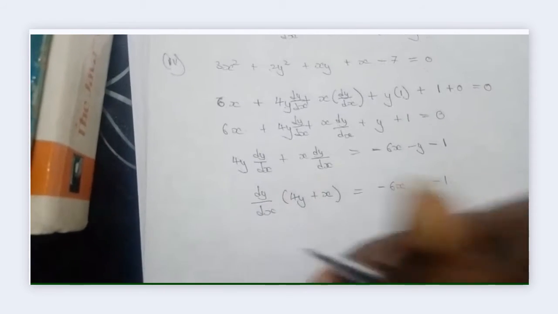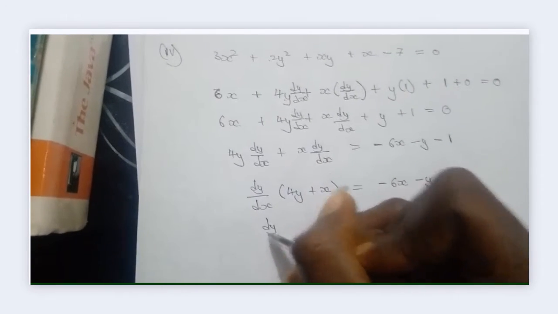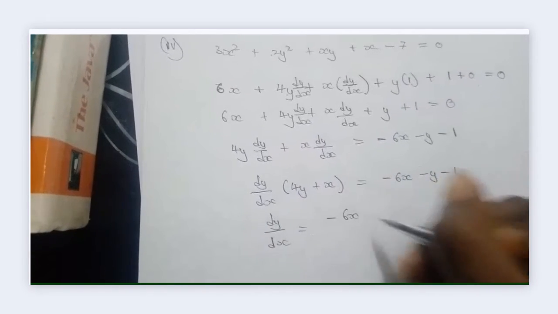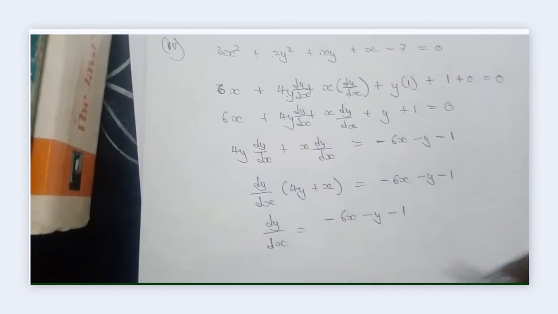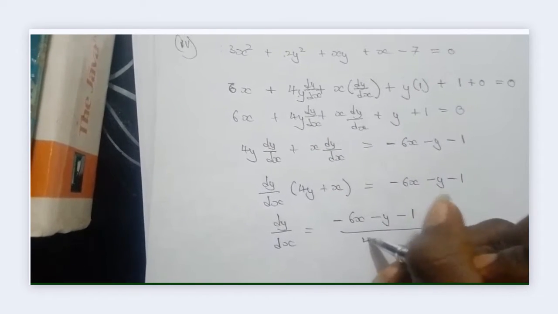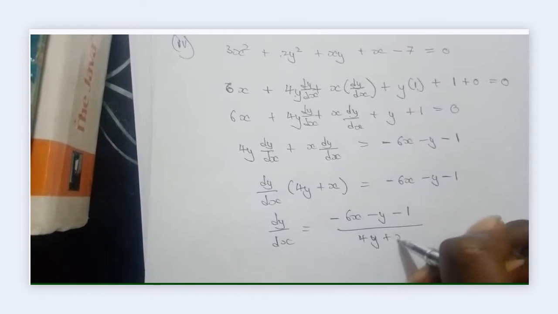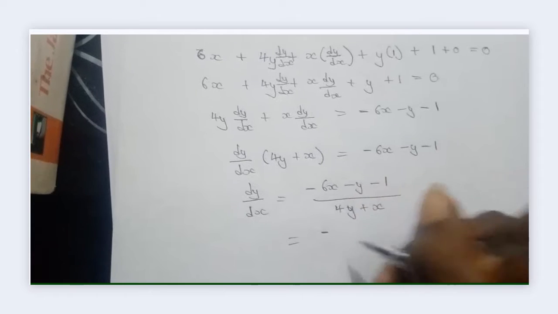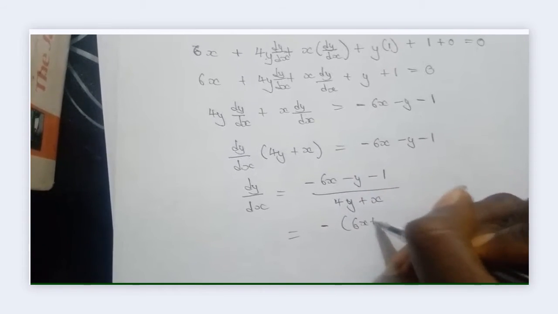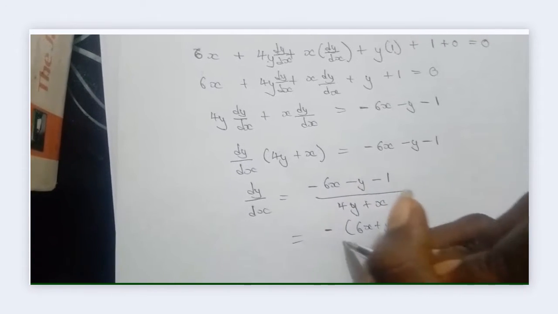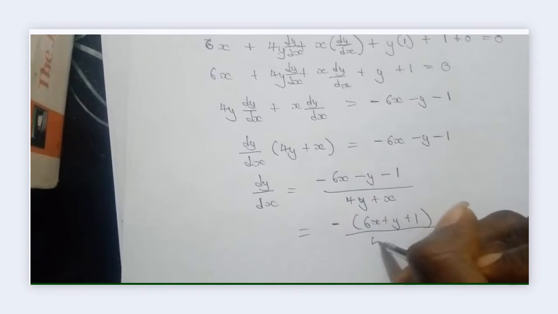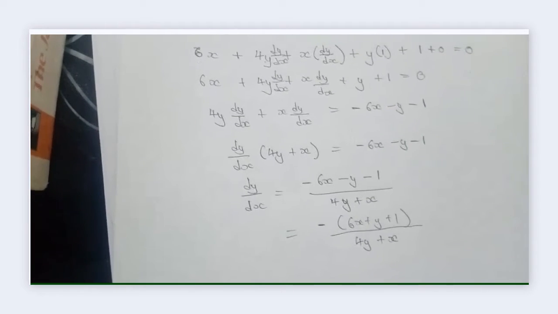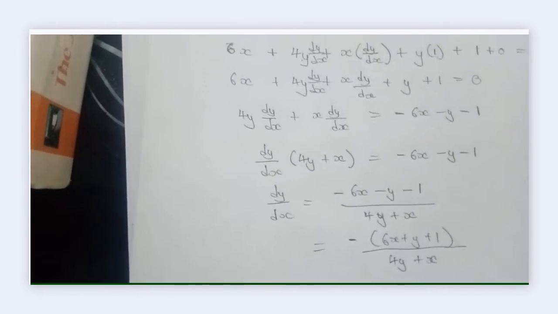So for this, making my dy over dx as subject of formula, I will have minus 6x minus y minus 1 all over 4y plus x. So I can also factorize this. Yeah, anyhow. So it will just be 6x plus y plus 1, right? Everything all over 4y plus x. So I believe this is clear enough.